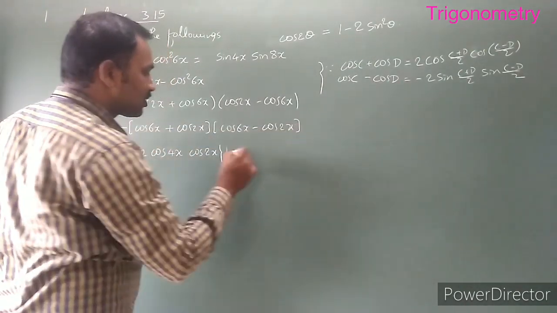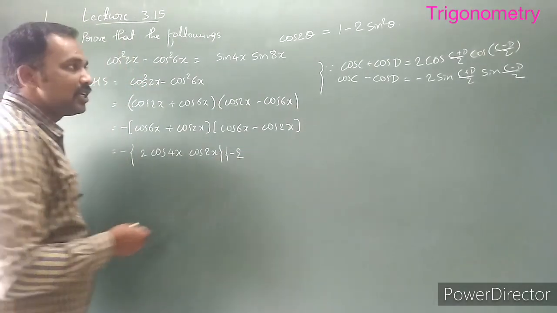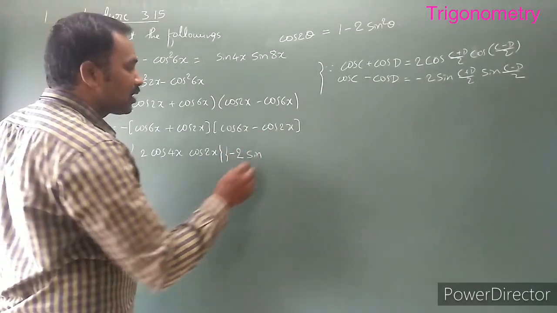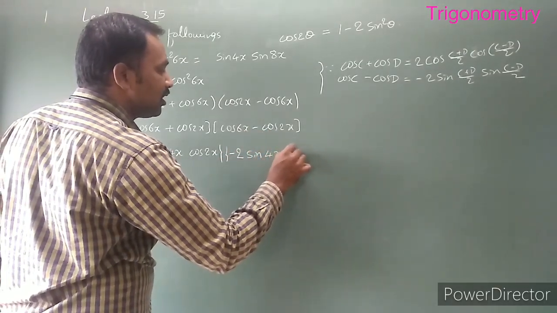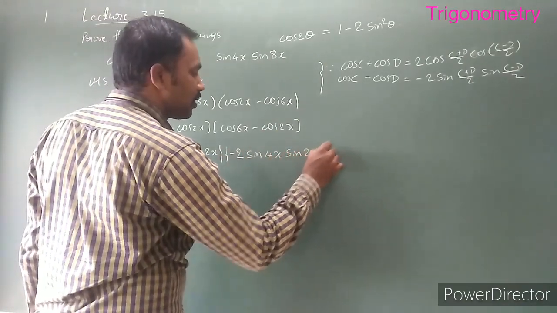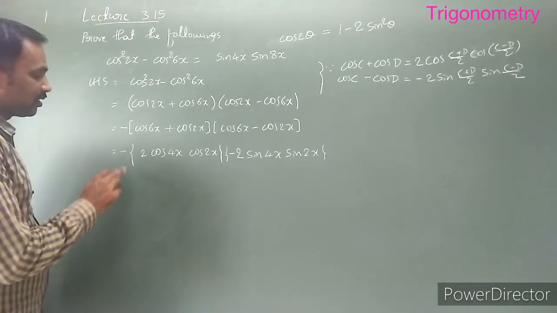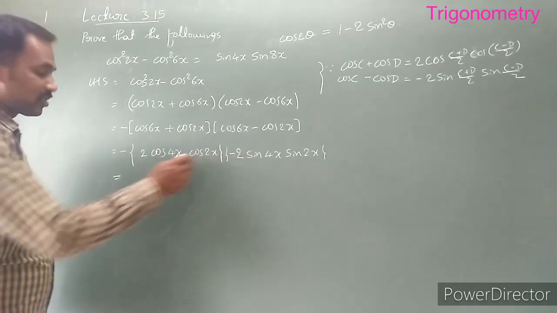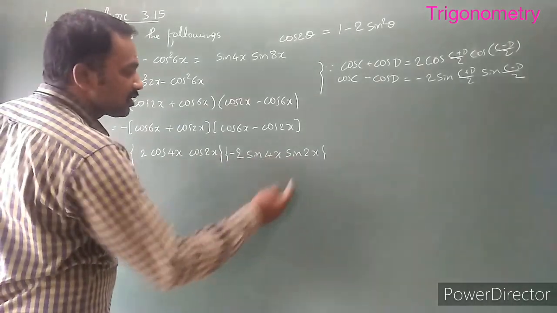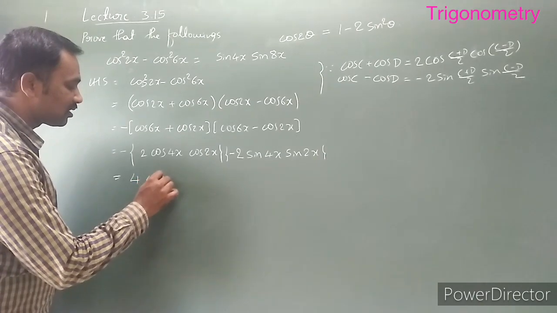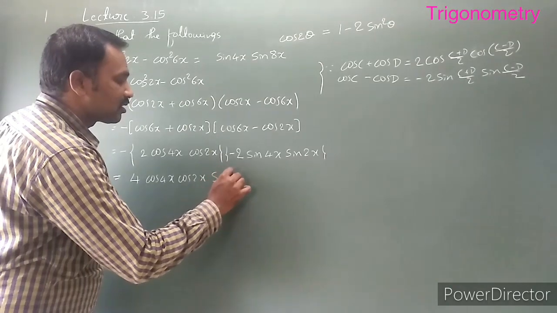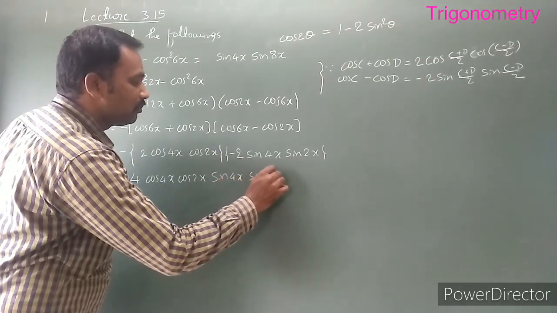What is the cos c minus cos d? Minus 2 into sin of (c plus d) by 2, 6x plus 2x, 8x by 2 is 4x, into sin of (c minus d) by 2, 6x minus 2x, 4x by 2 is 2x. Okay, multiply. What do we get? Here already minus 2 is there, minus 2 is there. Minus 2 into minus 2 is plus 4. Cos 4x, cos 2x, sin 4x, sin 2x is there. So write that as cos 4x into cos 2x and again sin 4x into sin 2x.